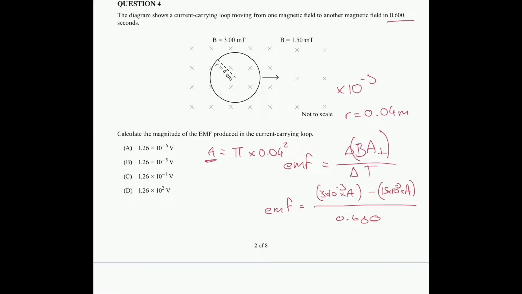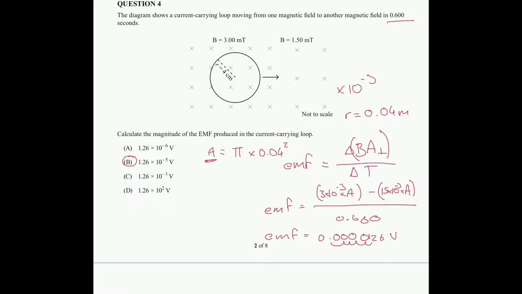If we were to punch that into our calculator, we end up getting our EMF as equal to 0.0000126 in units of volts. So we've just got to look for the appropriate powers. It's going to move back 1, 2, 3, 4, 5, and we get 1.26 times 10 to the negative 5. So B is our answer here.